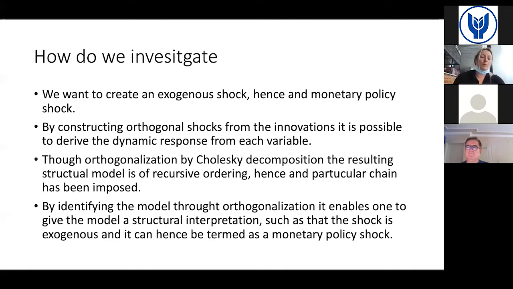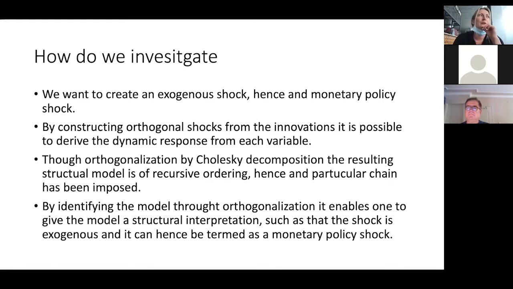So I did the orthogonalization by the Cholesky decomposition, where the structural model will have a recursive order in which we are imposing some contemporaneous restrictions. Hence we are imposing a particular structure on the world, in a way, of how variables should affect each other under restrictions. I will show you what I mean by this.